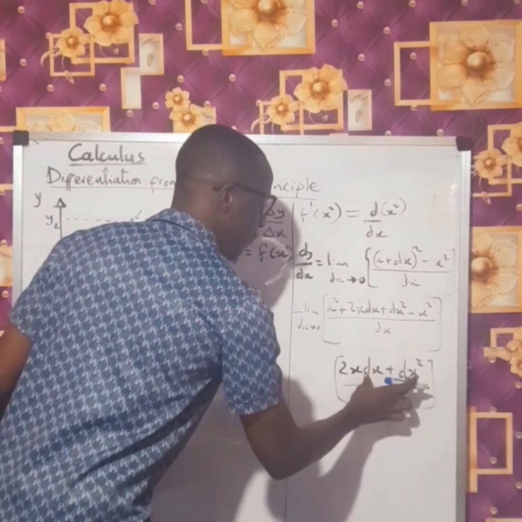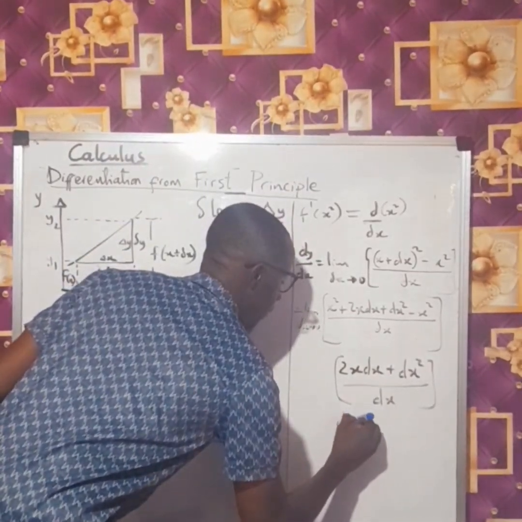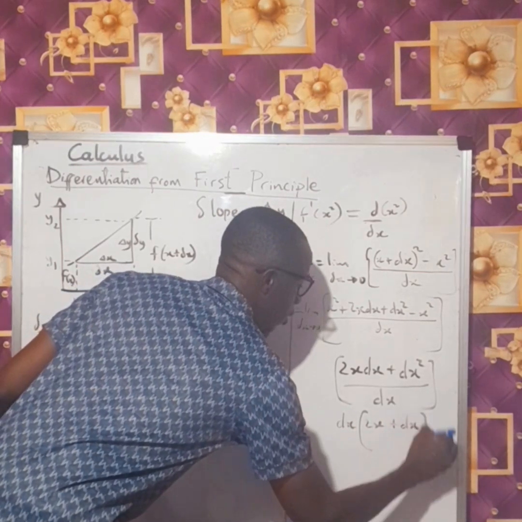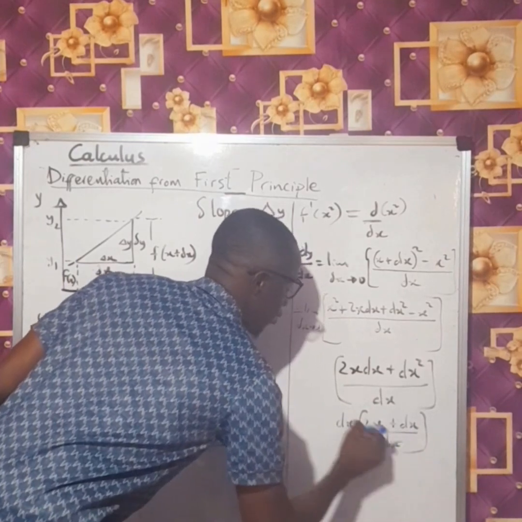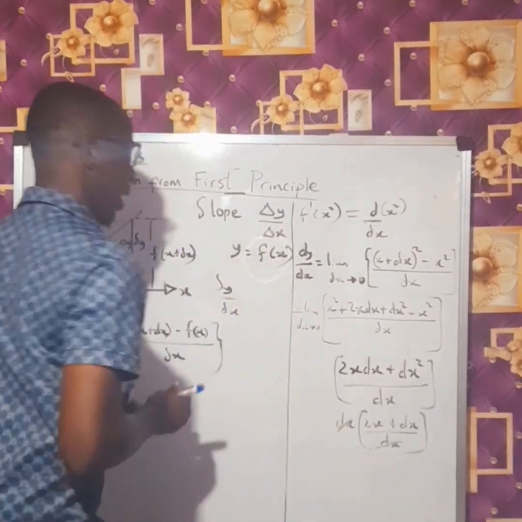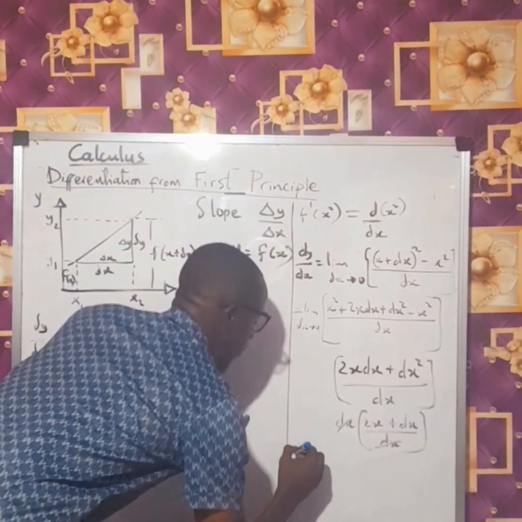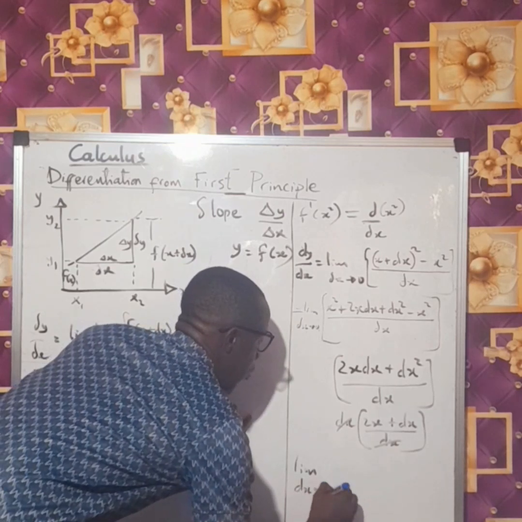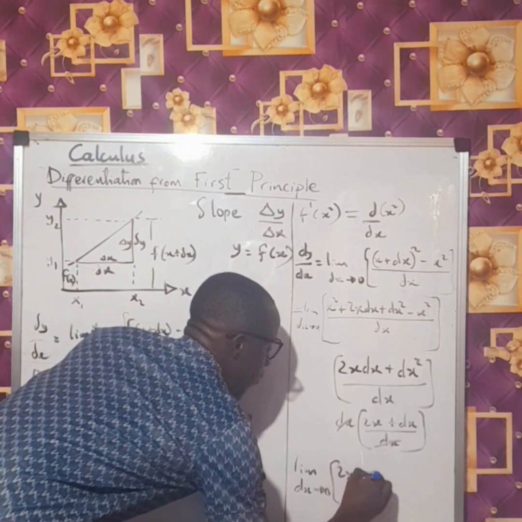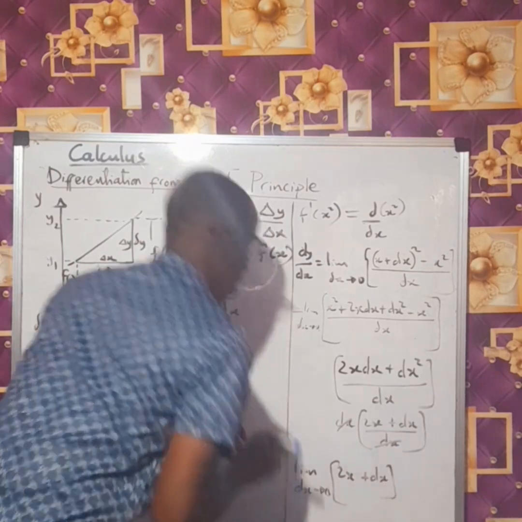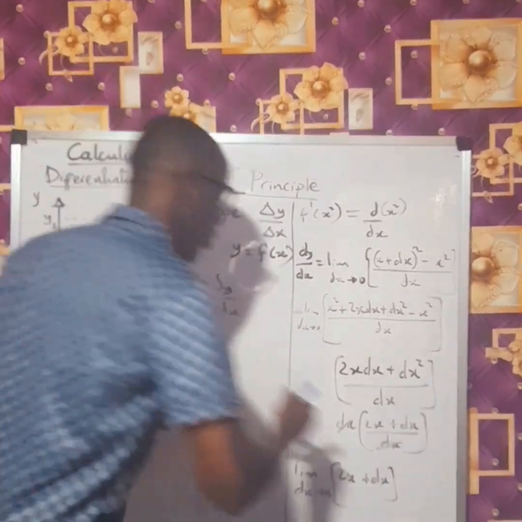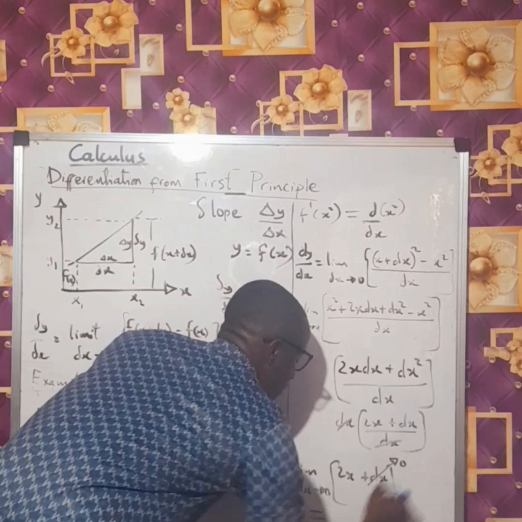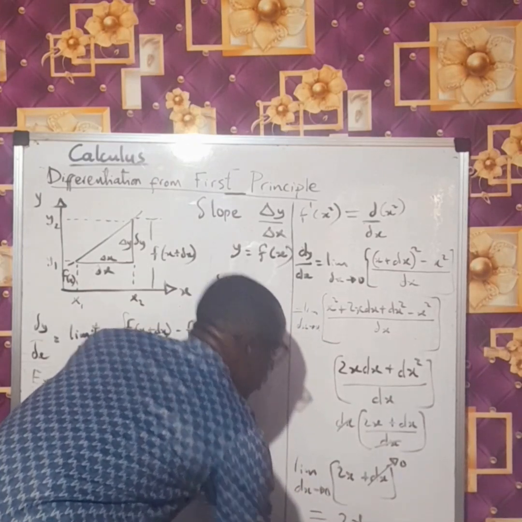Now I can factor out dx and have dx times 2x plus dx over dx. This dx will cancel this, and everything will be as the limit as dx tends to 0 of 2x plus dx. What do we say? As dx tends to 0, what happens? The dx becomes 0. This guy becomes 0. Therefore, our answer now is 2x.